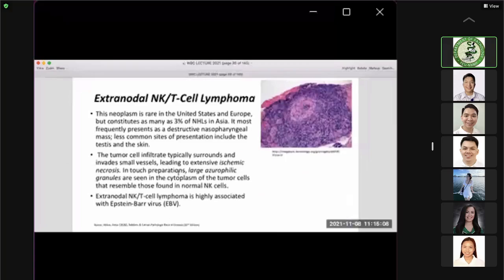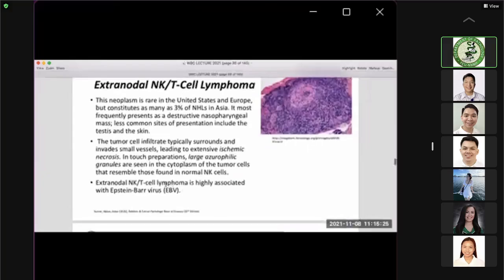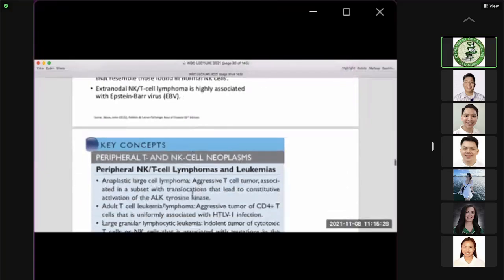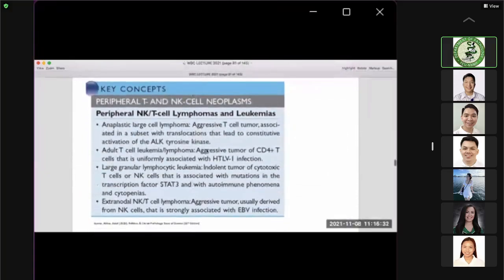Okay, so when you do touch preparation in the laboratory, we observe presence of large eosinophilic granules in the cytoplasm of the tumor cells that resemble those found in the natural killer cells. Okay, so this is highly associated with Epstein-Barr virus. Okay, so key concepts are as follows, no?